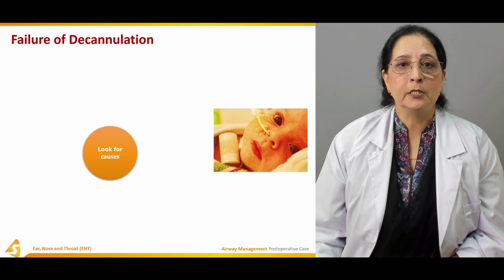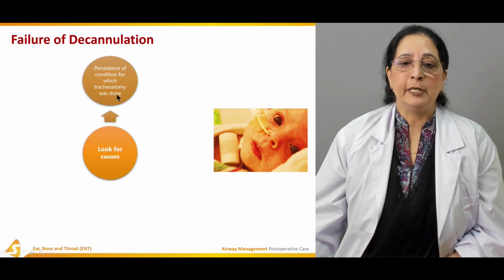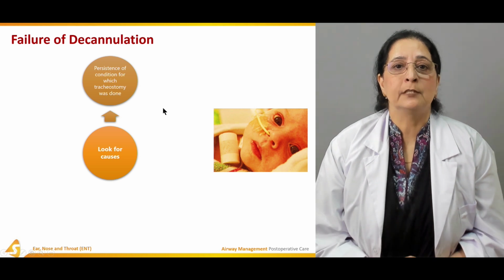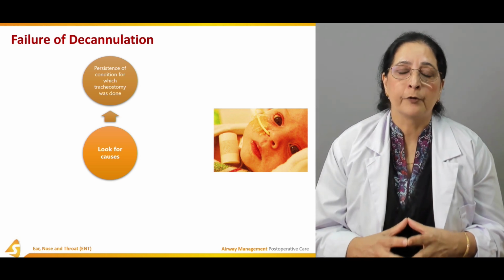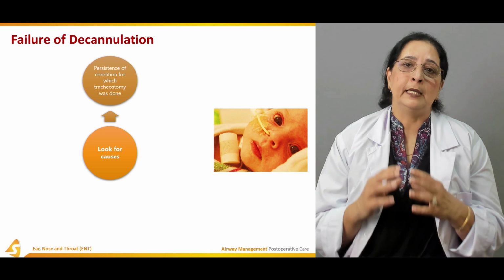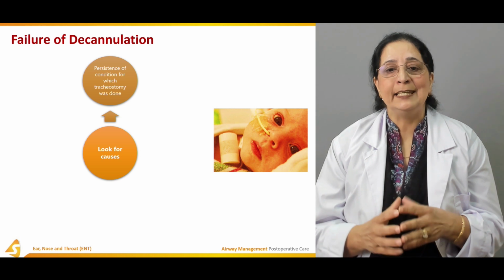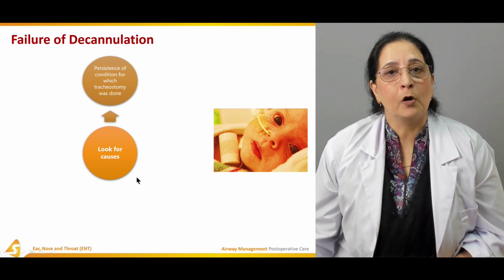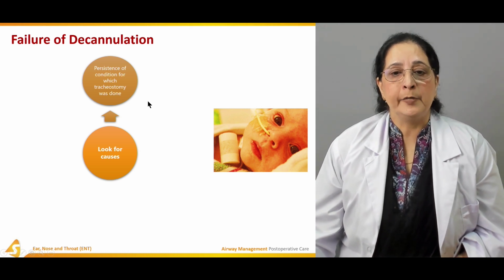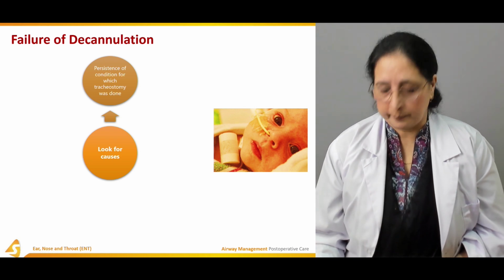Failure of decannulation. Look for the causes of failure of decannulation. Persistence of condition for which tracheostomy was done. So it's important that if decannulation fails, if the tube is removed and the patient is not functioning properly, we should find out the causes of this failure. A very common cause might be the persistence of the condition, any obstruction, for which tracheostomy was performed.